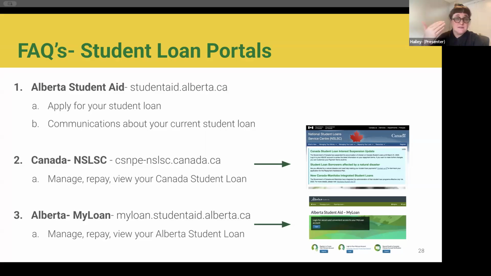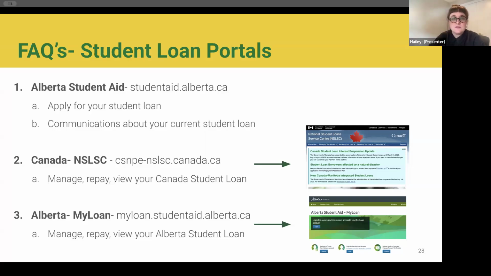You could make payments through that website. You can apply for a repayment assistance plan. When you're in payment, you can see how much loan you have left and what your payments have gone towards. And it's the same for the Alberta loan: when you make payments, you can see how much has gone towards the principal versus interest, etc.